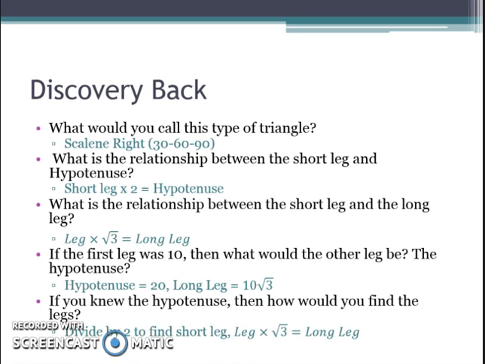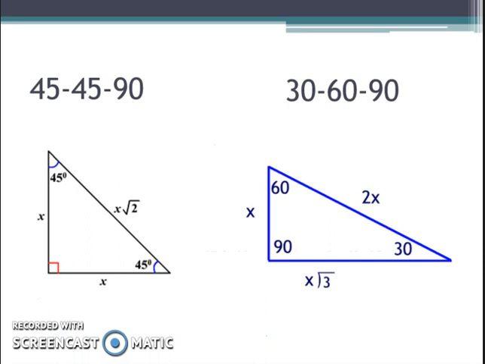From this discovery, we're going to take some notes. We're going to first find the formulas. So this is actually everything we just discussed. On the 45, 45, 90, the legs are the same. That's why we call them x. The hypotenuse is the leg times the square root of 2. That's why it's x square root of 2. On the 30, 60, 90, the short leg is x, and the hypotenuse is twice that, and the long leg is x times the square root of 3. The short leg times the square root of 3.